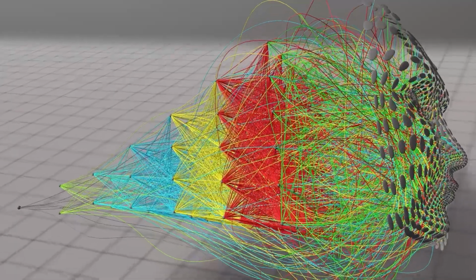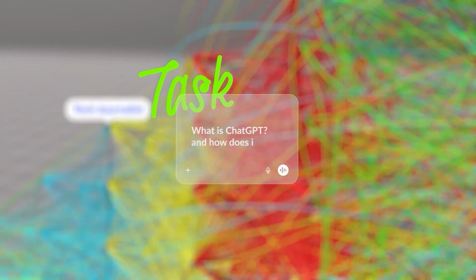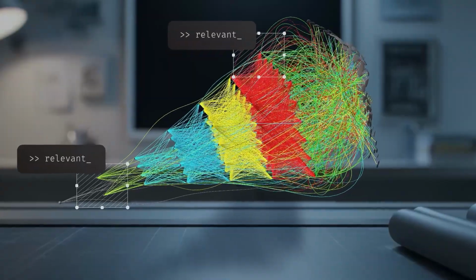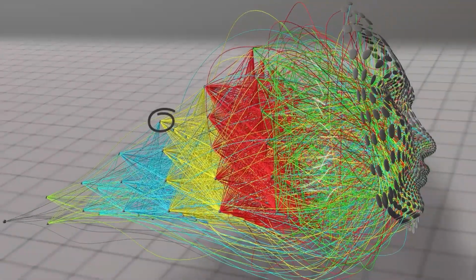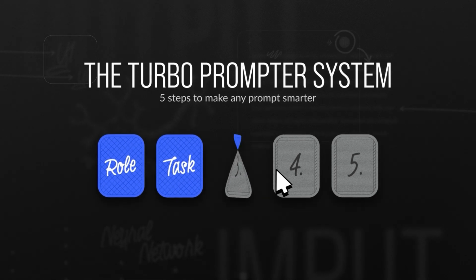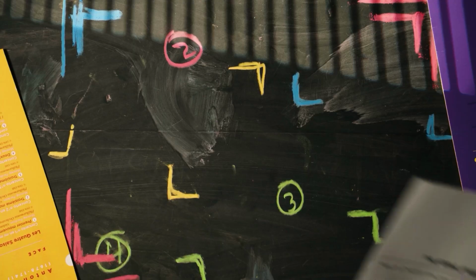As we previously said, this node represents a tech journalist, and now we give it a task to explain what ChatGPT is and how it works. That instruction alone lights up every part of the network that is relevant to the topic. At this point, it is ready to give us an answer, but with the number of paths that still remain open in front of it, it is probably gonna be generic. That's why with the next building block, we will start adding more details to narrow it down even further.